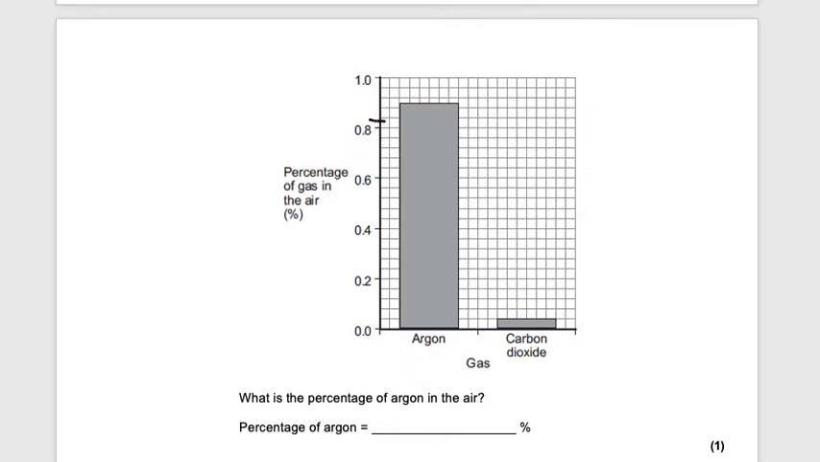So this one is going to be 0.84, this one's going to be 0.88, and this is going to be 0.92, and halfway between that is going to give you an answer of 0.9%. That's worth 1 mark as well.